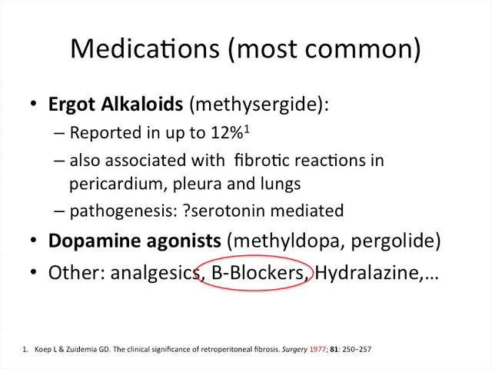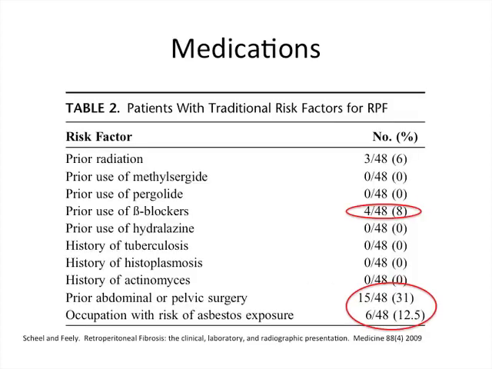Now, I've highlighted beta blockers here because historically the ergot alkaloids have been implicated, but in a more contemporary review by Scheel and Feeley done at Johns Hopkins in 2009, they reviewed the presenting characteristics of those with RPF once malignancy had been ruled out. And they actually didn't find anybody with ergot alkaloid exposure in their group. They found 8% with beta blocker exposure, and more notably, they found that pelvic or abdominal surgery, radiation and asbestos exposure were much more represented in their group of 48 people.